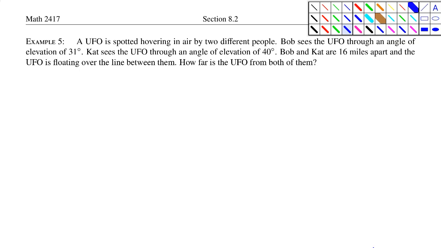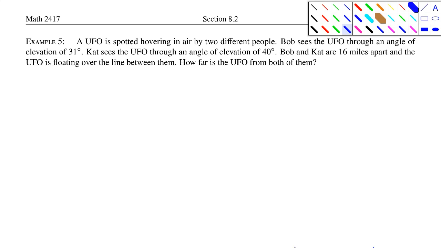Finally, let's look at example 5. A UFO is spotted hovering in air by two different people. Bob sees the UFO through an angle of elevation of 31 degrees. Kat sees the UFO through an angle of elevation of 40 degrees. Bob and Kat are 16 miles apart, and the UFO is floating over the line between them. How far is the UFO from both of them?